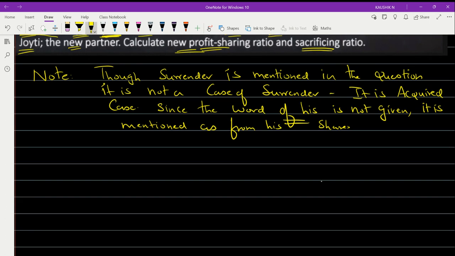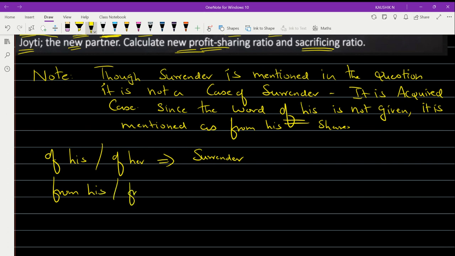So that means it is a keyword. "Of his" or "of her" will only lead to surrender. "From his" or "from her" will lead to acquired. If the concept is surrender, then you will have to do multiplication and then subtraction, whereas if it is a concept of acquired, only minus. These words are very clear to you. Now can you understand?